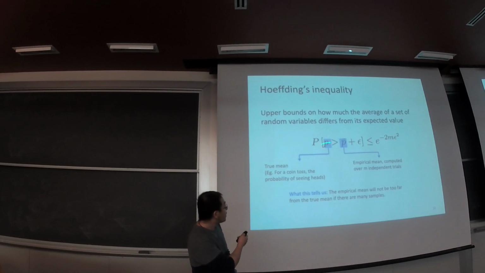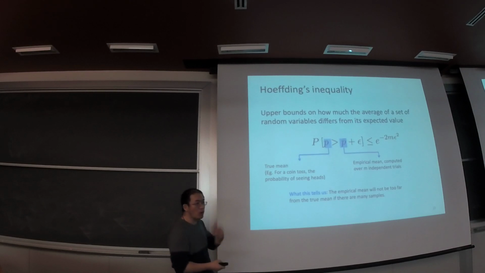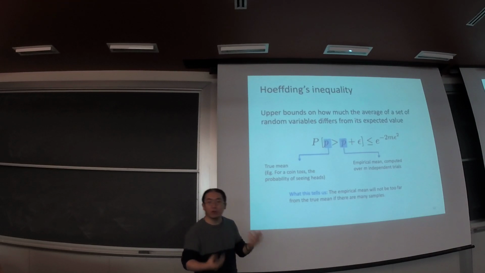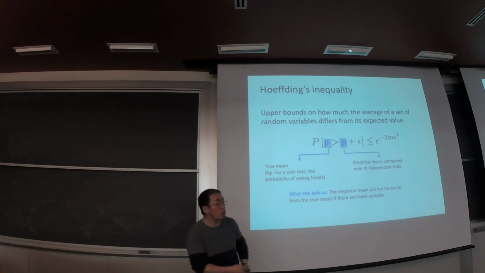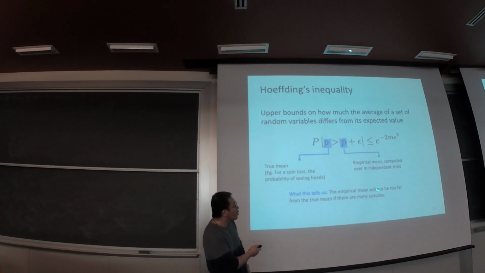In summary, P here is some true mean. The expectation of the random variable is the true mean. It could be like when you toss a coin, what is the probability that you get heads up. And P bar is actually the empirical mean. We want to estimate some true mean. We can just draw a set of independent samples and take an average. That's called the empirical estimate. And this bound tells us the empirical mean will not be too far away from the true mean if there are many samples.